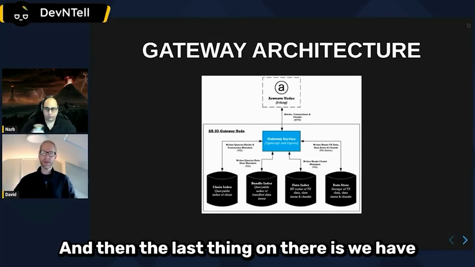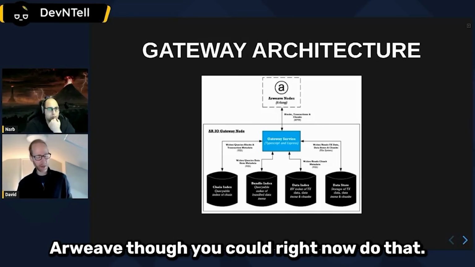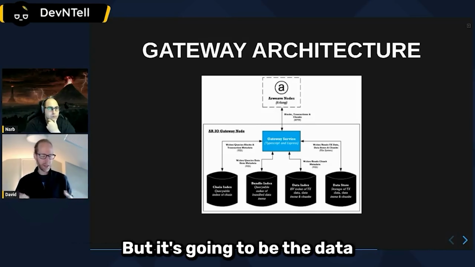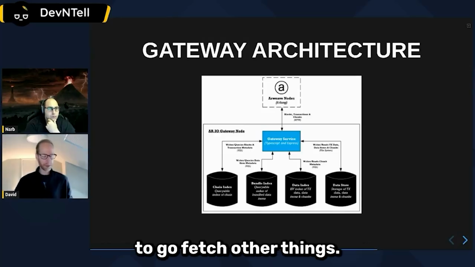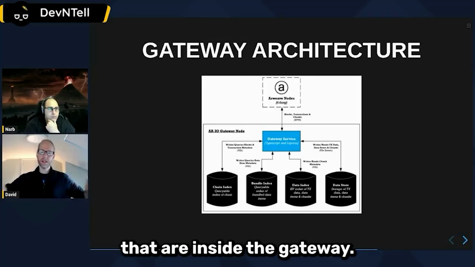And then the last thing on there is we have this data store, which is basically a cache. It's not going to be all the data in Arweave, though you could right now do that, but it's going to be the data you care about for your gateway. And then we'll be able to go fetch other things. So those are the big pieces that are inside the gateway.